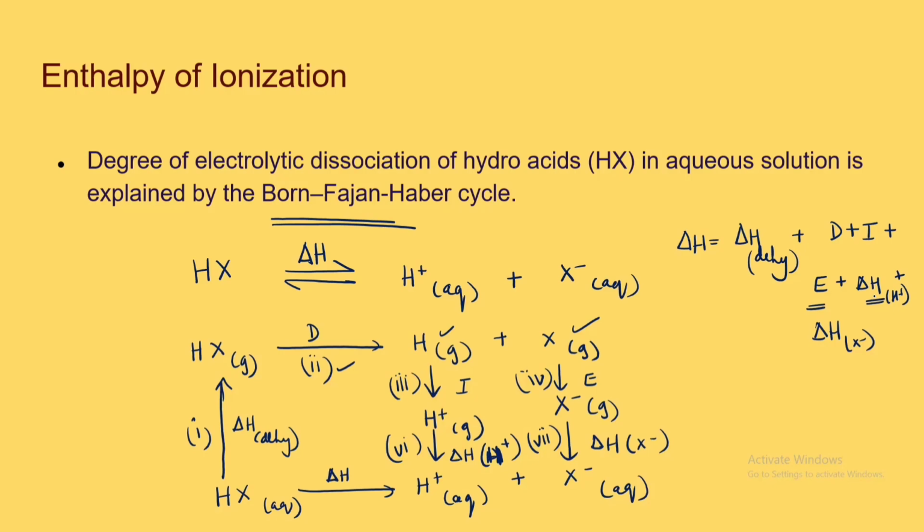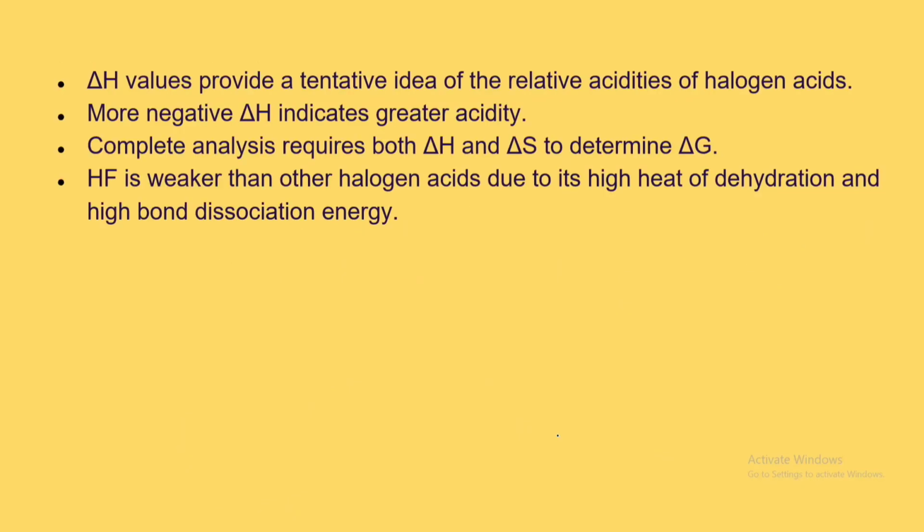Now, the endothermic changes are mainly the 1, 2, and 3. These steps are the endothermic changes, which are positive, and the exothermic changes are all of these 4. Here, fifth one, and this is the sixth one. So all of these are negative, right? Mainly, we know that the value of delta H only gives us a tentative idea about the relative acidities of the halogen acids. The larger the negative value of delta H, the greater is the acidity. So overall, we need to look into the negative delta H. The more negative it is, the more acidic that particular halo acid is.